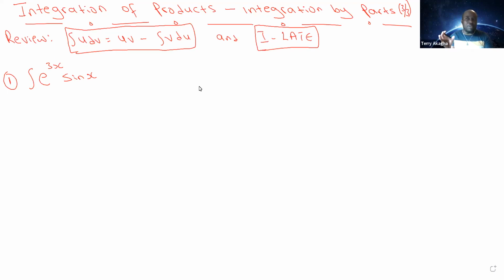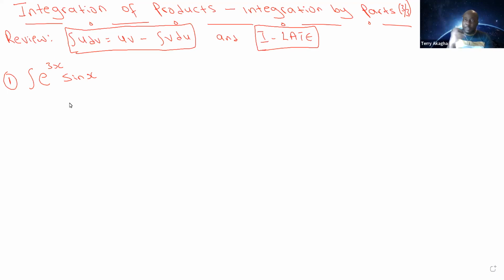But there are some kinds of questions where you tend to integrate more than twice, or several times, or you get into a kind of loop. A classical example is integrating e^(3x) sin x, okay?